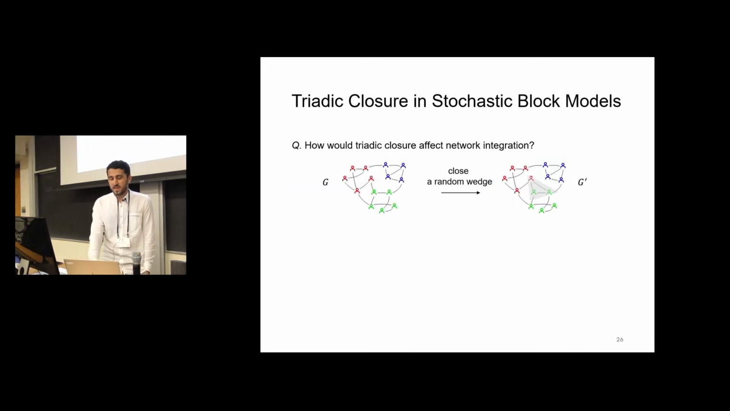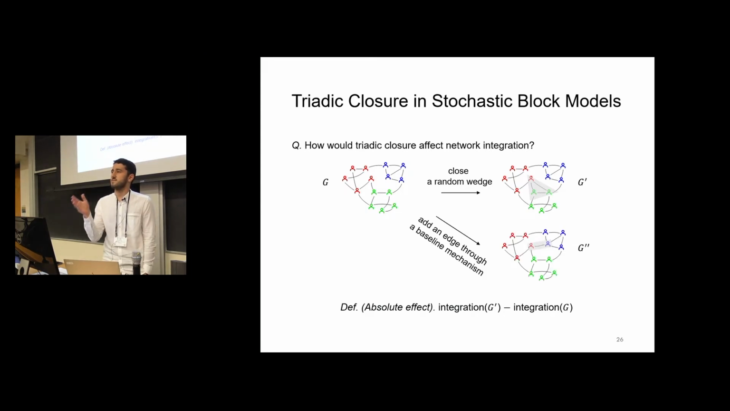One might say that the effect you just observed is because network G prime has one more edge than G. That's why we call this effect the absolute effect, and define another notion of effect called the relative effect.